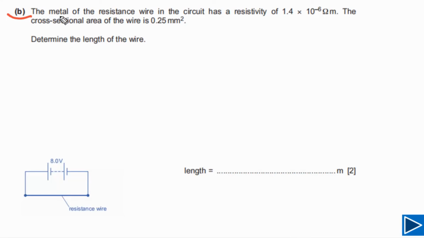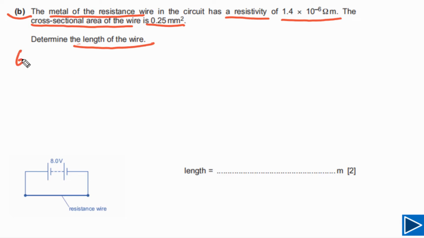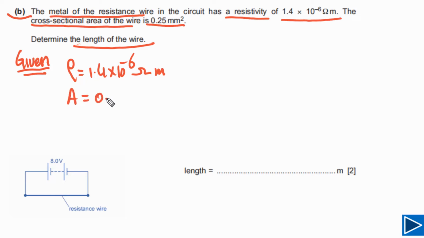For part B, it is given to us that the metal of the resistance wire in the circuit has a resistivity of 1.4 times 10 to negative 6 ohm meters. And the cross-sectional area of the wire is equal to 0.25 millimeter square. We need to determine the length of the wire. So the best way to answer this question is first of all to write down what is given to us and what we have calculated for this question. Resistivity of the wire is given, that is equal to 1.4 times 10 to negative 6 ohm meters. Cross-sectional area of the wire is given, that is equal to 0.25 millimeter square.